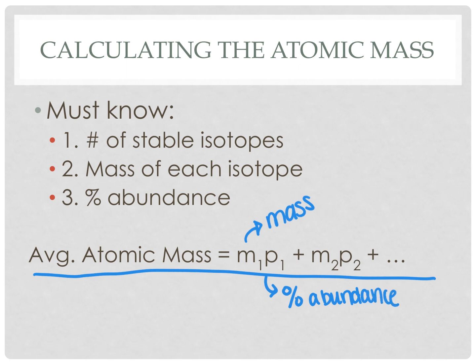All right, so what we're going to do is take the mass of the first isotope times the percent abundance of the first isotope. And then we're going to add that to the mass of the second isotope times the percent abundance of the second isotope. And then what do you think plus ... means? If there was a third isotope, we would do it again. If there's a fourth, we'd keep going.